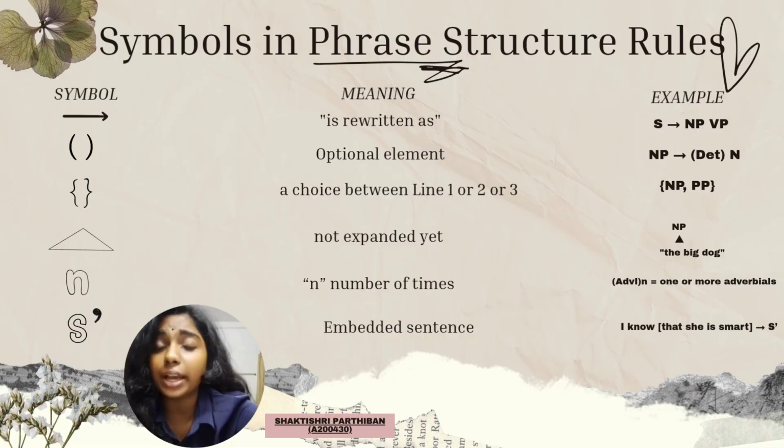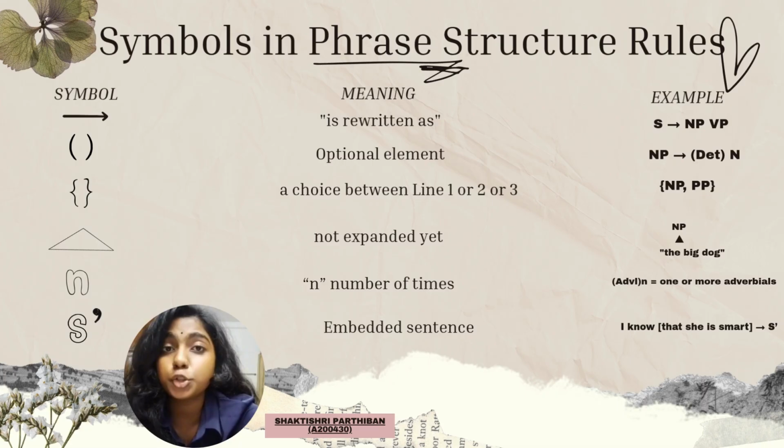Let me give a full example to bring it all together. The excited student quickly submitted the assignment in the morning. Here's how the PSR applies. S, arrow, NP VP. The NP is the excited student, while the VP is quickly submitted the assignment in the morning. The VP includes two adverbials, quickly and in the morning, which match the bracket ADVL N. By using these symbols, we can break down even complex sentences into simple logical parts, making syntax a lot easier to understand.